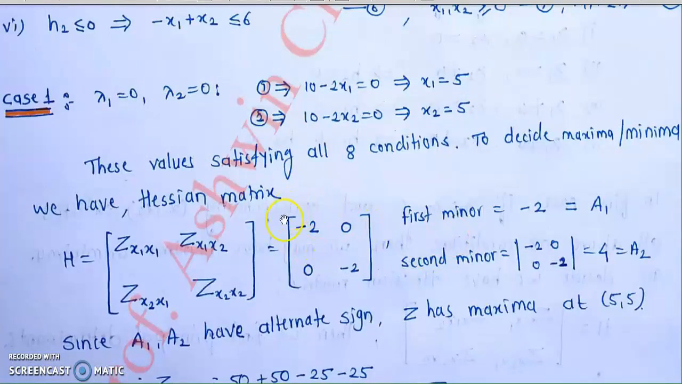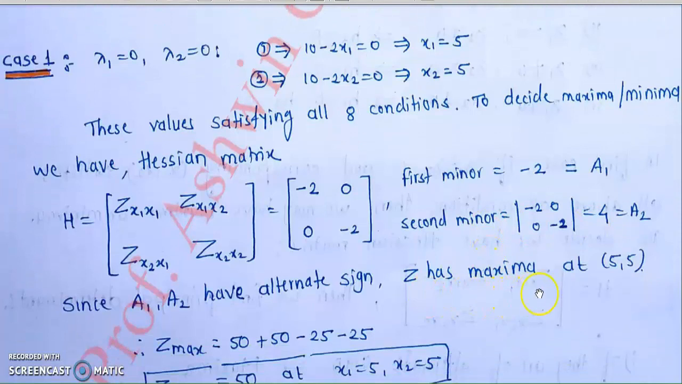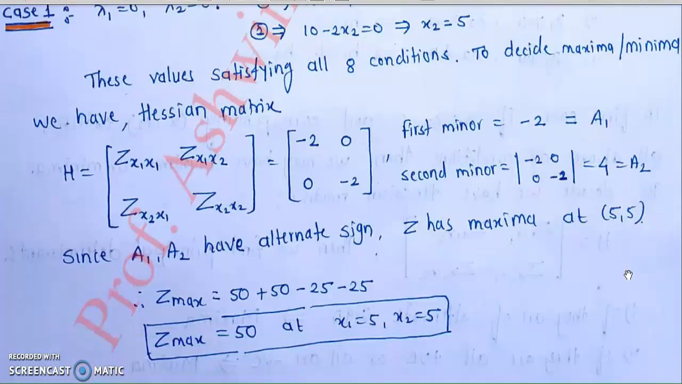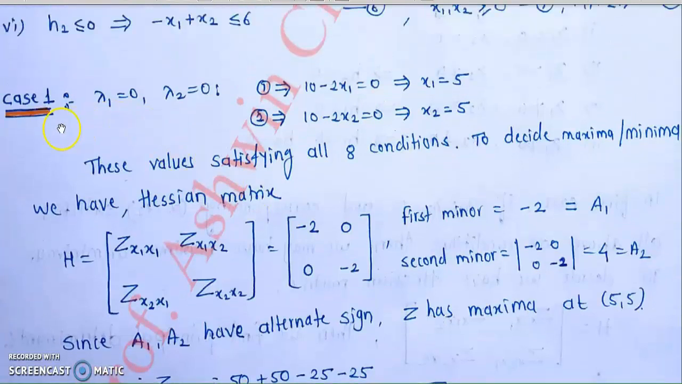So the sign of the first element is minus 2 and the sign of the determinant of the whole matrix is 4. It's minus 2 into minus 2 minus 0, that's why it's plus 4. So minus 2 and plus 4 alternate in sign. That's why z has maxima at 5, 5. And we put these values of x1 and x2 into the objective function to get the corresponding z maximum, which is 50 at x1 equal to 5 and x2 equal to 5. Okay, now we have got the answer, but still we have to check all the other cases.